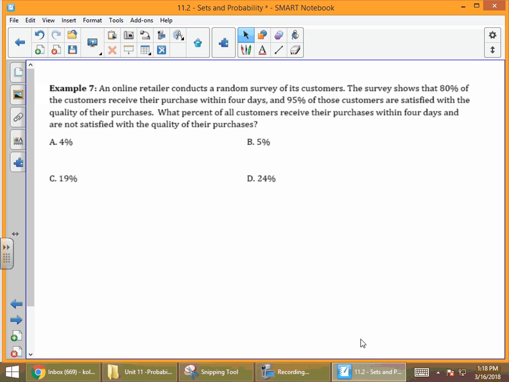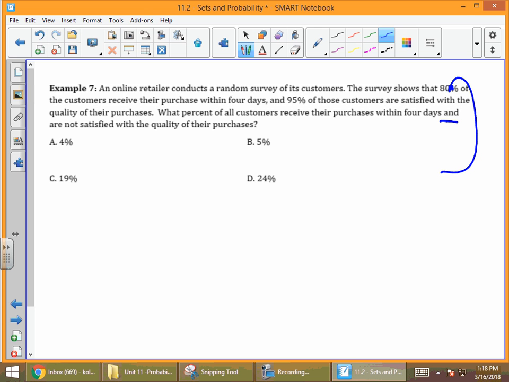Eyeball glance, I know what you're going to say. I did the same thing myself, just skimming it. You see 95%. You say, what's the complement of 95%? You're saying it's going to be 5%, right? And I would agree if that was the case. But the question says we want to know those that received their purchase within 4 days. What percentage received their package within 4 days? Only 80%. So 80% received it.